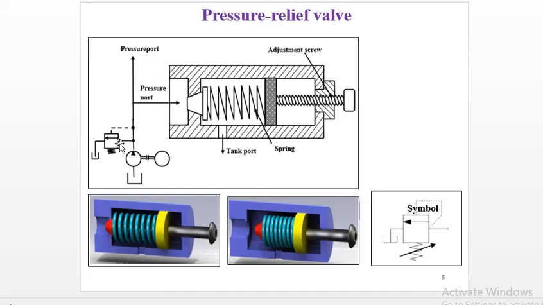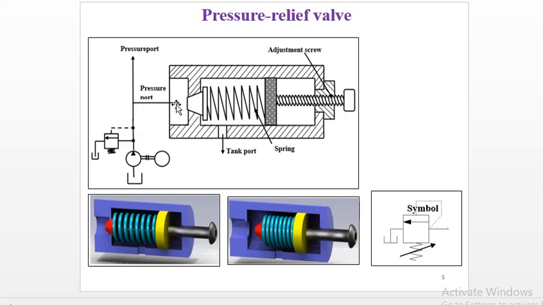Okay, so this is the symbolic representation of the pressure relief valve, and this is the construction, we can say. Here is the pressure port, which is the inlet, and this is the port towards the tank. By means of an adjusting screw, we are setting the pressure by compressing the spring to a certain value. Then it will build pressure, maintaining the resistance to the flow from the pump.